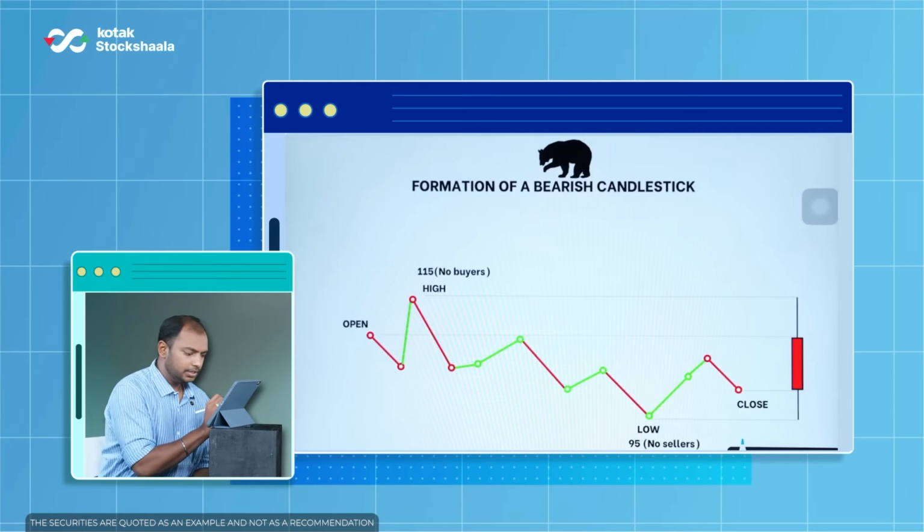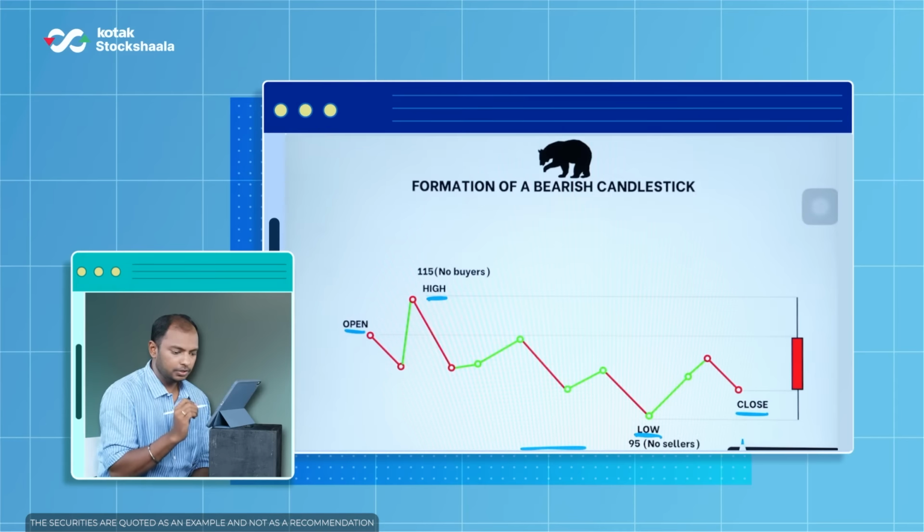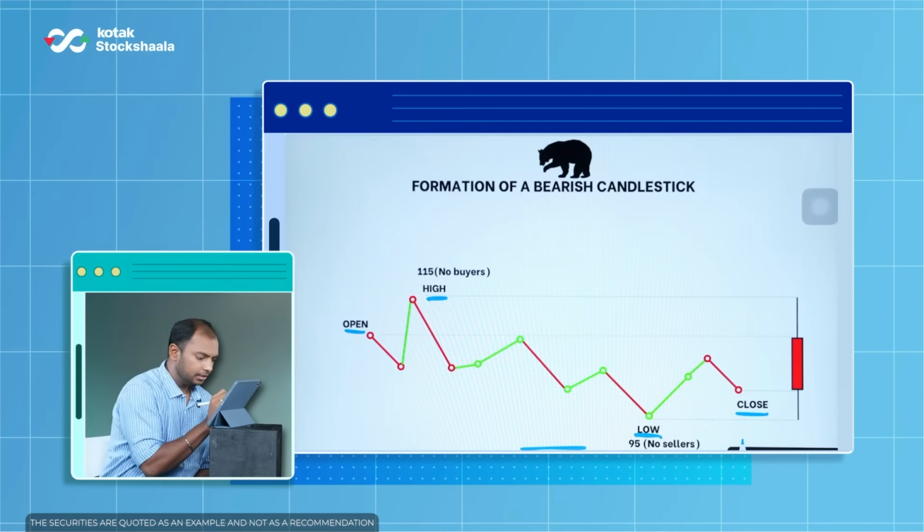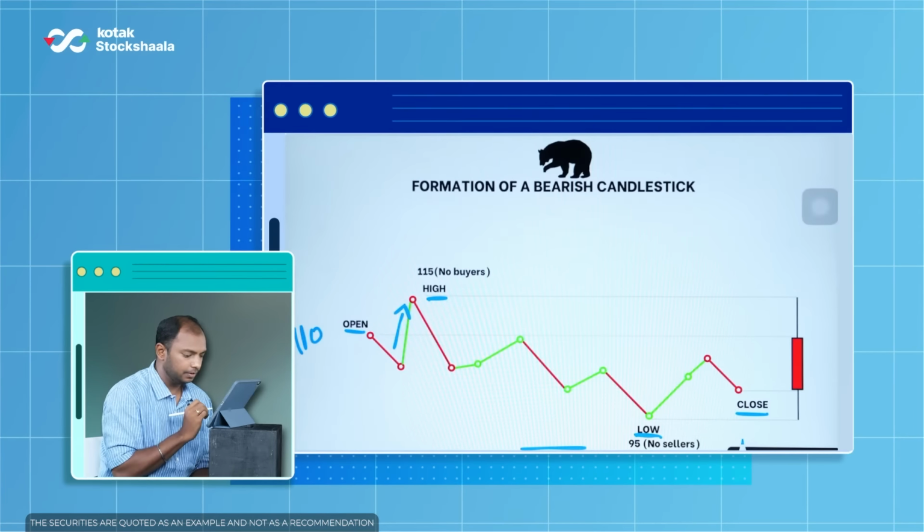Now let's understand the formation of a bearish candlestick on the whiteboard. As you can see, I have mentioned the opening price, the high price, the low price and the closing price. And on the right hand side, you can also see the candlestick, which is represented in red. Now let's understand how this panned out during the day. Imagine the opening price was 110 rupees. And during the day, the bulls pushed the prices as high as 115.